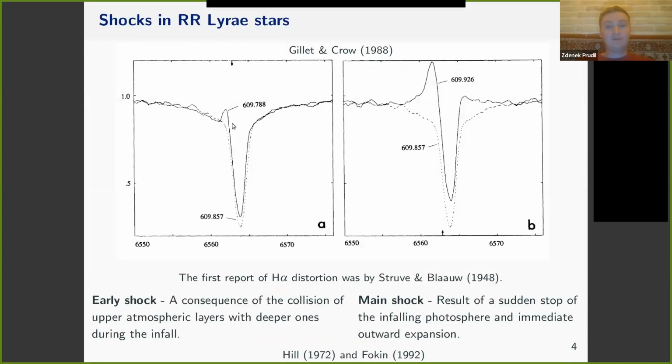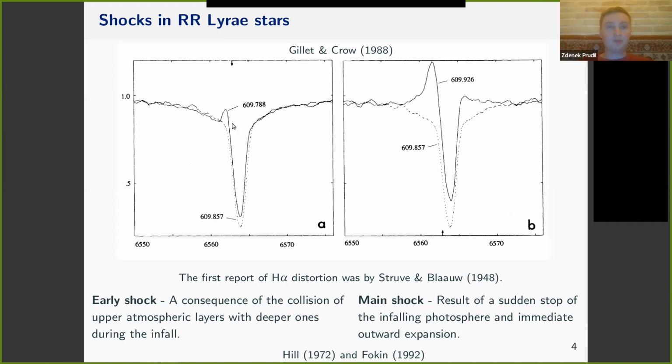Now, let's start with the shocks. Shocks in RRL stars have been observed more than 75 years ago. They mostly affect the Balmer lines, or the strong line profiles, and they've been variously and extensively studied in the stellar spectra. Today, during this talk, I will be talking mainly about early and main shocks, which are basically a consequence of the pulsation mechanism, the collision of the atmospheric layers during the pulsation, where the early shock happens right before the brightness minimum, and the main shock, the very strong shock in the atmosphere, happens right before the brightness maximum.